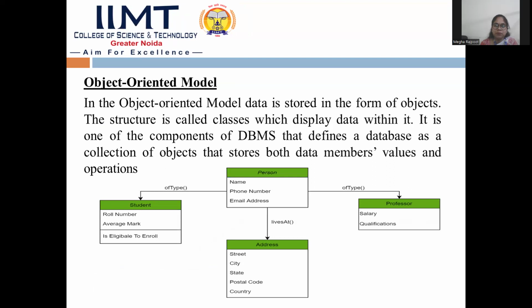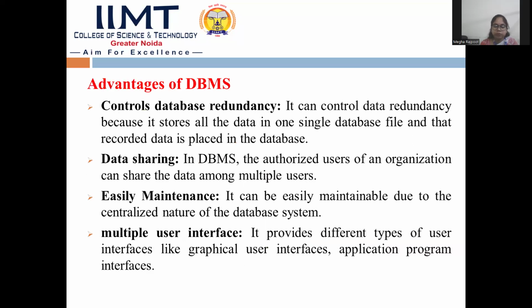Next type of DBMS is object-oriented. In this model, data is stored in the form of objects. The structure is called classes, which display data within it. It is one of the components of DBMS that define a database as a collection of objects that stores both data members, values, and operations. So this diagram shows the object-oriented model.